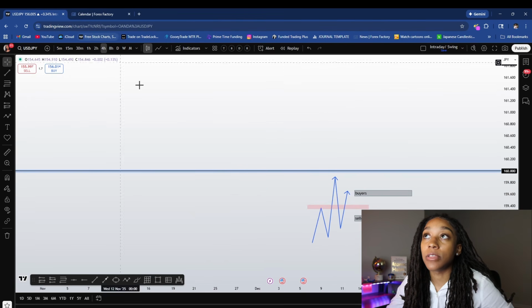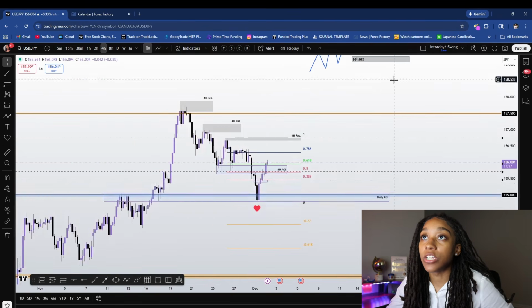So that's essentially the same thing that we're waiting for here on USD JPY, right?